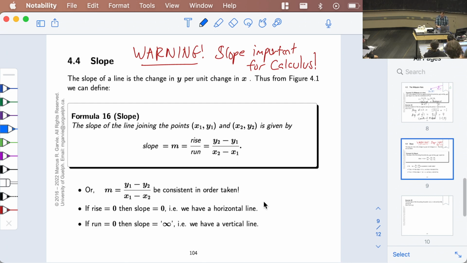Two little remarks. Watch out for horizontal lines. Horizontal lines have a slope of 0. And vertical lines have slope equals infinity, in quotes. Why do they have a slope equals infinity? Because you have a divide by 0. If you have 2 different points and the delta x is 0, then you have no slope. So watch out, vertical lines don't really have a slope. Horizontal lines have slope 0.